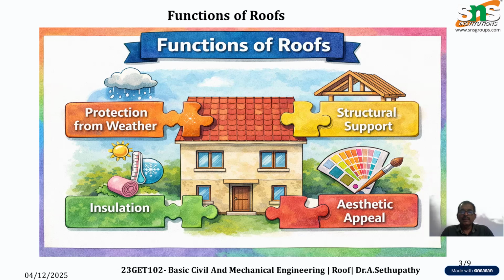Then another one is aesthetic appeal. This is for the look. What type of roof we use, what colors, what designs and geometrical shapes, for pretty-looking roofs. Aesthetics is very important for a good view of the roofs. So these are the functions of roofs in building materials.